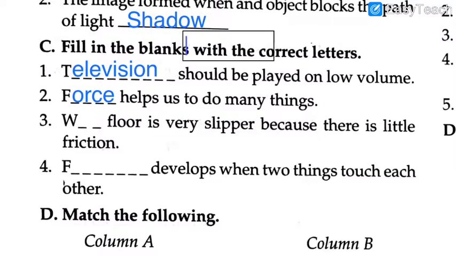Maximum students might have got the answer. I am very sure. So it's wet. W-E-T. Wet floor is very slippery because there is little friction. Wherever there is less friction, it is more slippery. So they are indirectly connected or inversely proportioned. Okay. Number 4, F blank develops when 2 things touch each other.